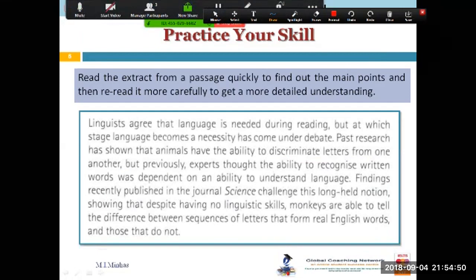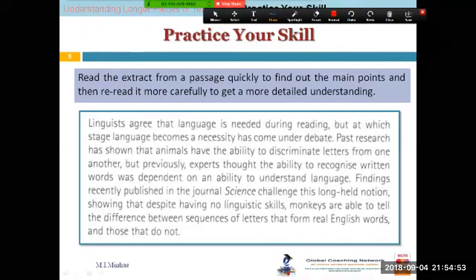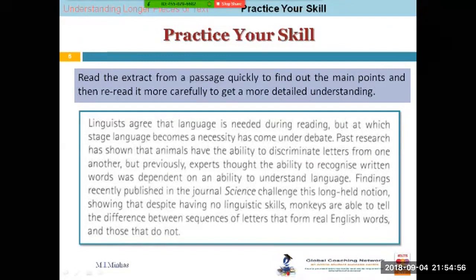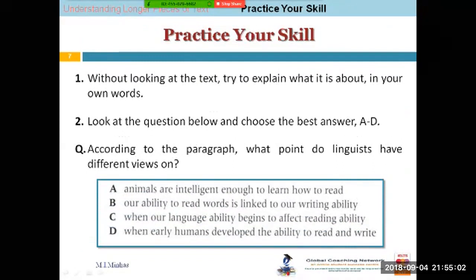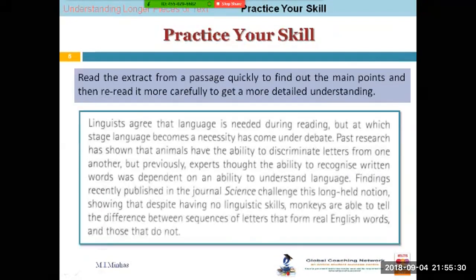Now, let me first read this question. Let me tell you, your focus should be on which point the linguists have two different views. Both of these views could be mentioned in the passage, but the question is asking you to find only that point on which linguists have different views.